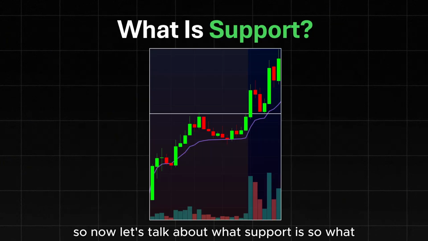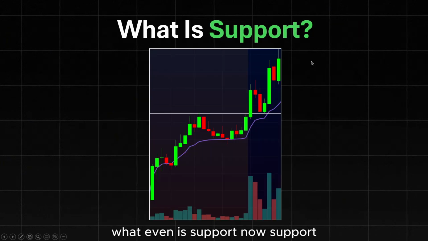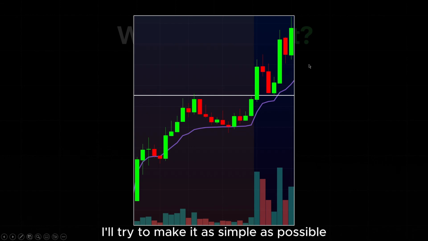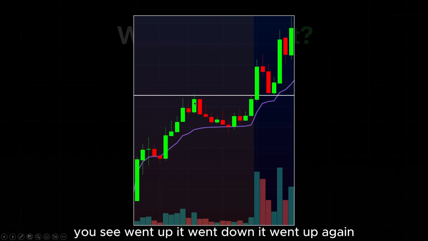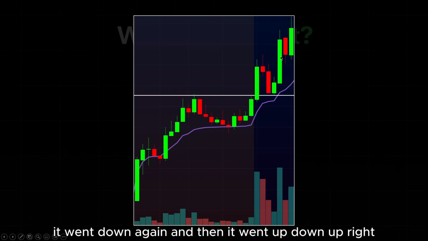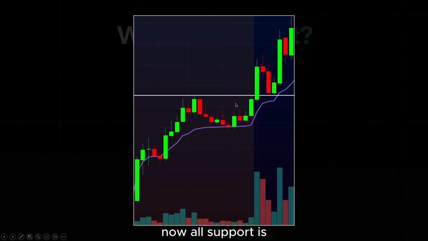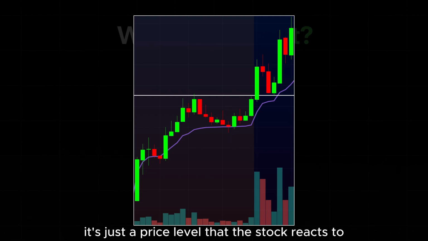Now let's talk about what support is. What even is support? I'll try to make it as simple as possible. You can see this stock over here. It went up, down, up again, down again, and then up, down, up, right? All support is, is a price level that the stock reacts to.